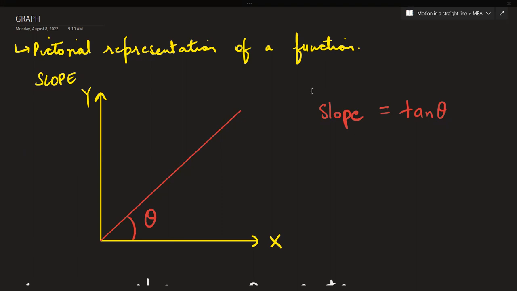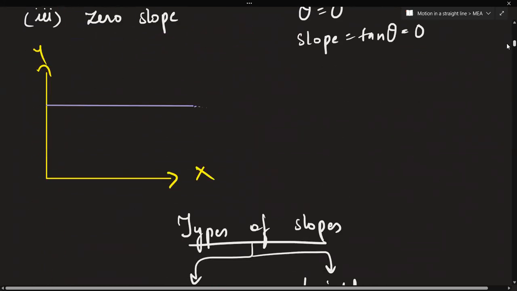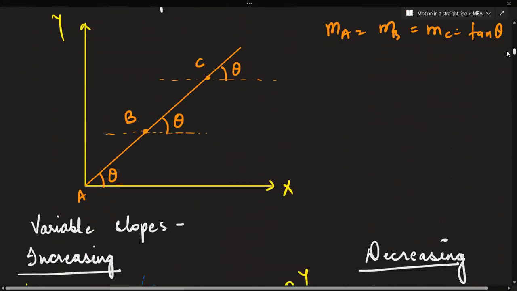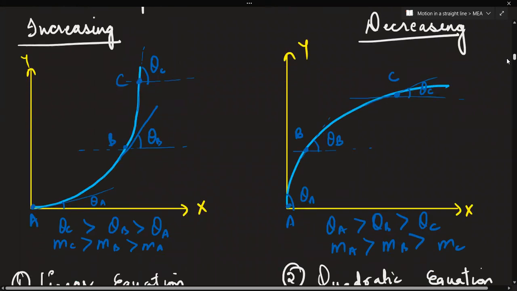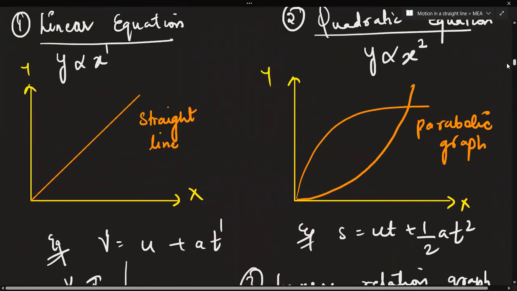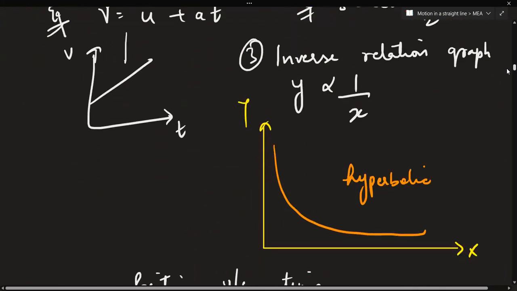Alright. So see class, in the last class we had started with graphs. Slopes we had done, all the three types of slope we have studied: a constant slope, then variable slope, if it is increasing, if it is decreasing. Then we had seen three more types of graph, if a linear equation is there, if a quadratic equation is there, and if you have inverse relation.